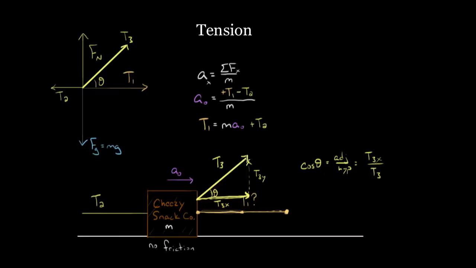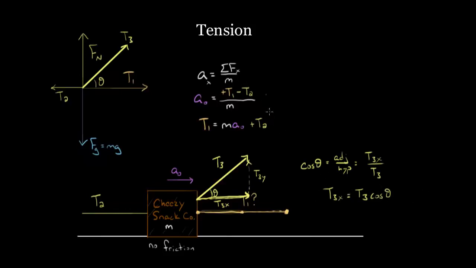So if this tension was like 50 newtons at an angle of 30 degrees, I couldn't plug the whole 50 newtons in here. If I solve this for T3x, I get T3x equals, multiplying both sides by T3, T3, the entire magnitude of the tension force, times the cosine theta, whatever that theta is. If it was 30 degrees, I'd plug in 30 degrees. This is what I can plug in up here.